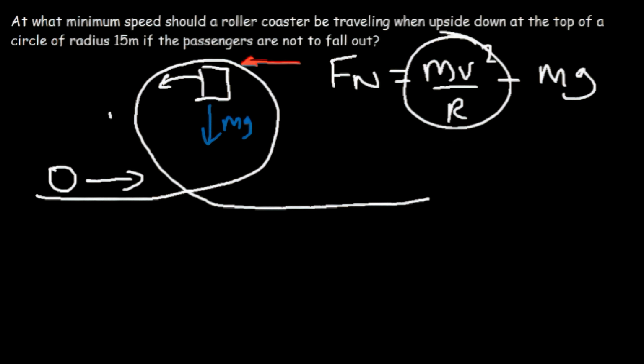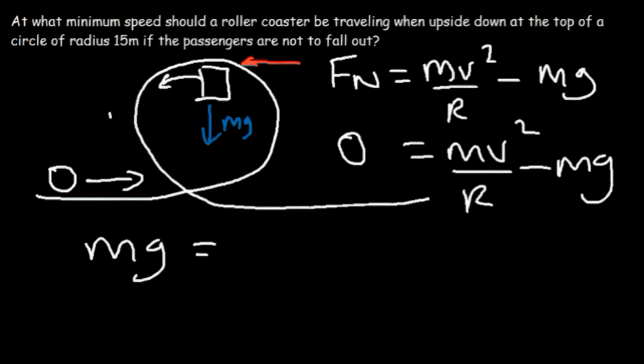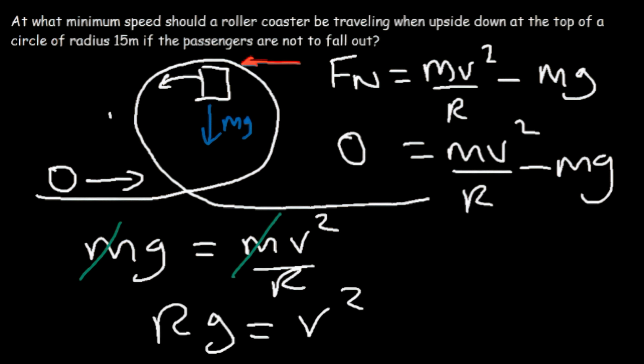But if the weight force exceeds the centripetal force, that would indicate a negative value, which means that the roller coaster is no longer in contact with the tracks, because the normal force can't be negative. So to find the minimum speed, let's set the normal force equal to 0, and let's solve for v. So let's add mg to both sides. So mg is equal to mv squared over r. So we can cancel m, and if we multiply both sides by r, we'll get the equation that we had in the last example.